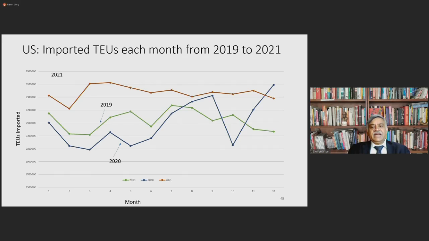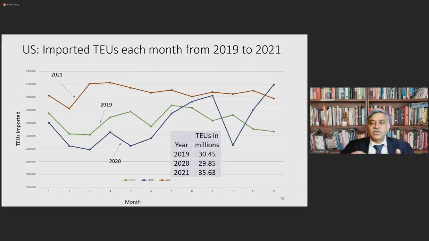If you look at the data, if you start with 2019, you see a set of numbers that are generating about 2.5 million on average per month. That's 2019. Let's look at what happened in 2020.